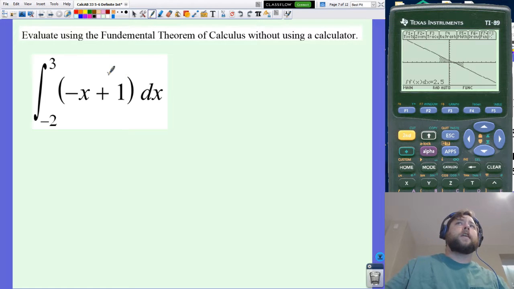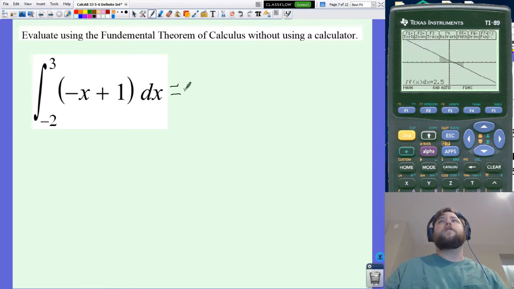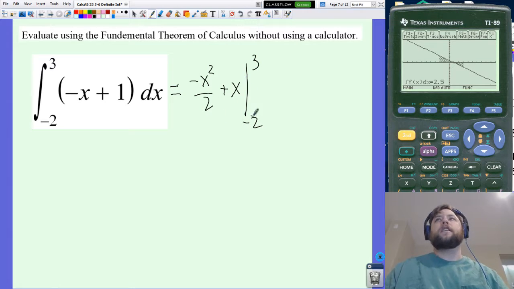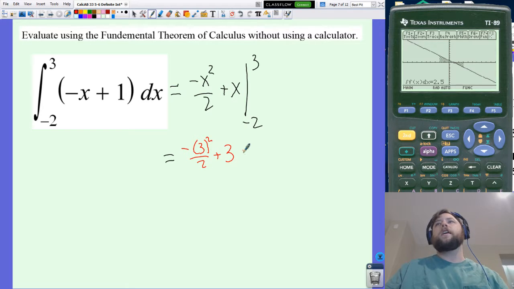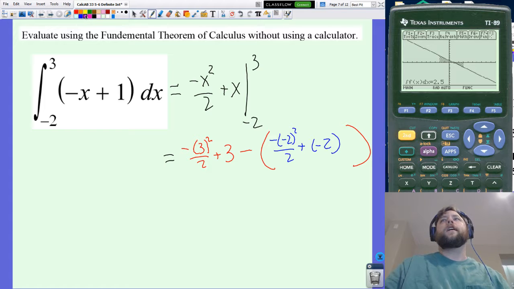So following the fundamental theorem of calculus, we're going to integrate this first. When you integrate that, it's going to be negative x squared over 2 plus x. And then you don't do a plus c, you put this line, negative 2 to 3. So you did the integration, and this says we're going to be plugging in 3 and negative 2. So you plug in the top one first. So I'm plugging in the 3, I go negative 3 squared over 2 plus 3. And then subtract, plug in the bottom. When you do the bottom, make sure you put parentheses around it so you don't lose track of negatives. So it'd be negative 2 squared over 2 plus negative 2.